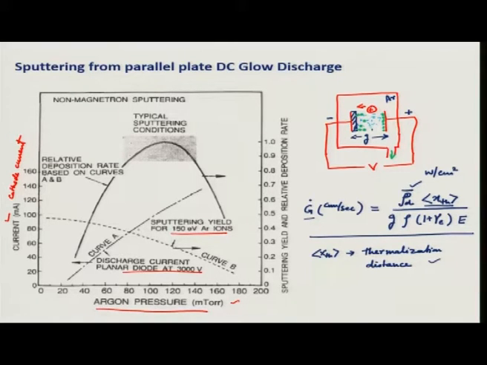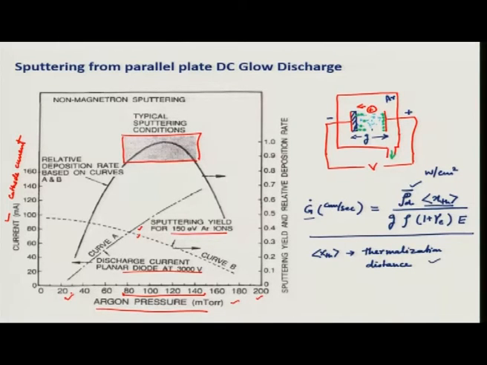The combination of these two curves is this curve right here, which gives you the relative deposition rate, and from this you can find out that there is a sweet spot or sweet region where you have the highest deposition rates possible, somewhere around 100 millitorr of pressure. So that is why you need to have 100 millitorr pressure. If the pressure is too high, your deposition rate will go down. If it is too low, your deposition rate will also go down.